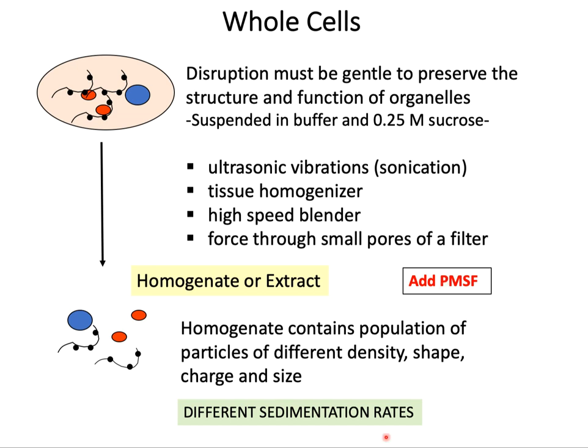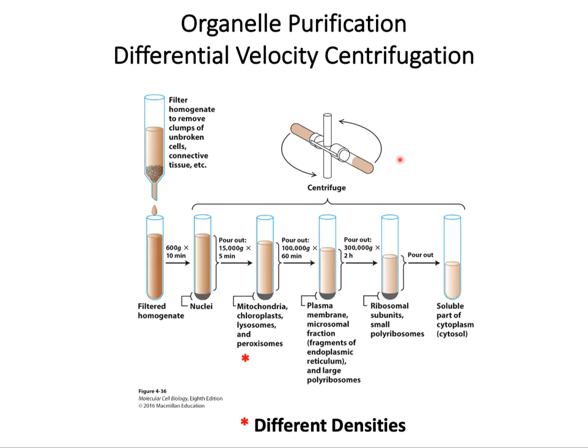The most common second step in organelle purification is differential velocity centrifugation. This diagram outlines the principle of this type of centrifugation. First, you filter your extract or homogenate to remove clumps of cells or unbroken cells. Take the filtered homogenate and apply it to a low-speed spin for a short period of time. So in this diagram, you would centrifuge the filtered homogenate at 600 G for about 10 minutes.